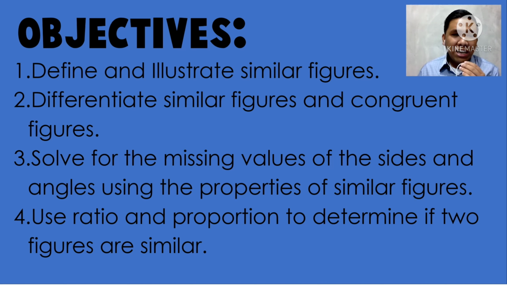First, define and illustrate similar figures. Second, differentiate similar figures and congruent figures. Third, solve for the missing values with the sides and angles using the properties of similar figures. And lastly, use ratio and proportion to determine if two figures are similar or not. So without further ado, let us begin the discussion.